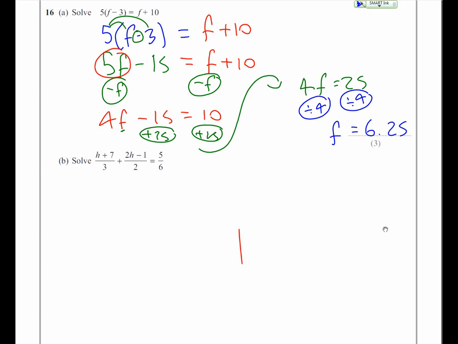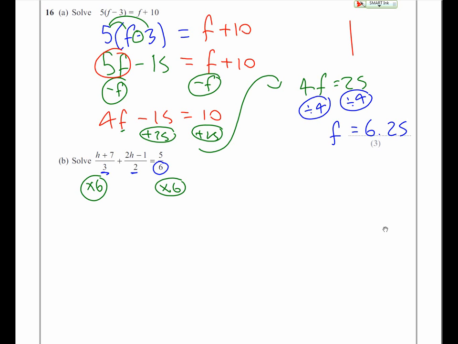This is a more tricky one to solve. Okay, so what we need to do is something called cross multiply. We need to multiply up by something that will get rid of this 3 and get rid of this 2. If you multiply up by 3 times 2, aka there's a clue here, multiply it by 6, by everything, that'll do the job for you.